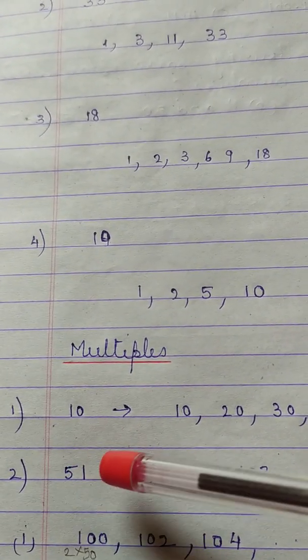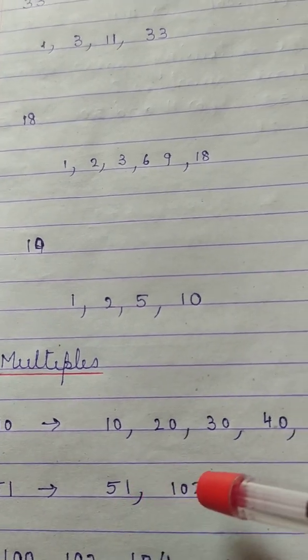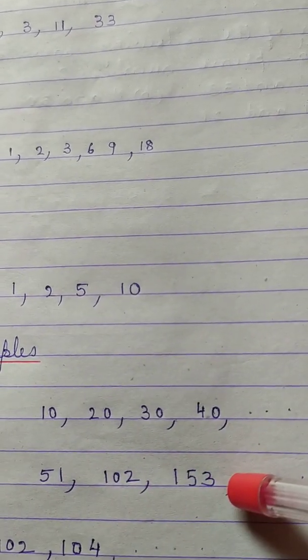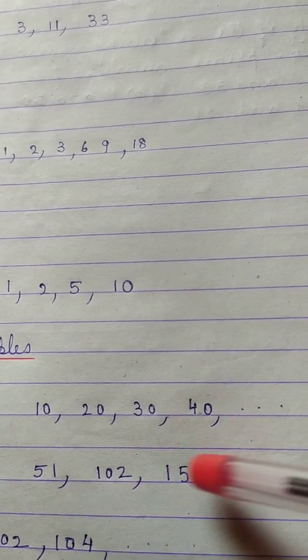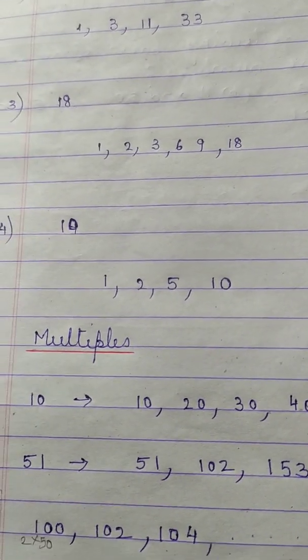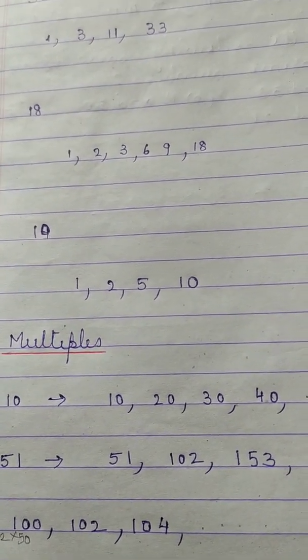Now 51. 51 ones are 51, 51 twos are 102, 51 threes are 153 and so on. These are the multiples of 51. So this is basically what multiple stands for.